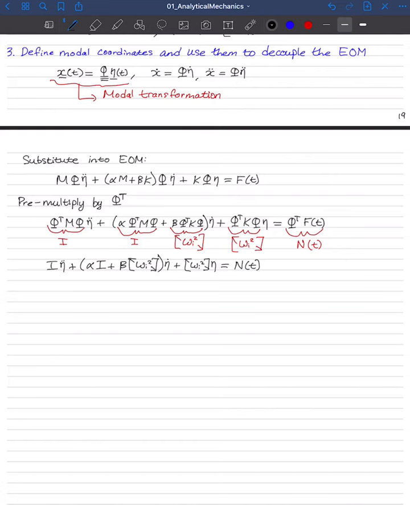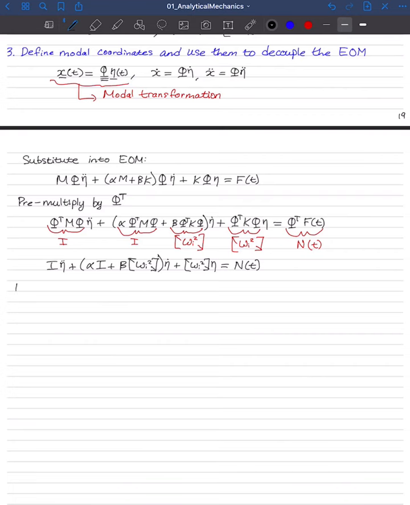So n is a vector, I is a diagonal matrix with 1 down the entire diagonal, alpha I is still a diagonal matrix, beta times this is a diagonal matrix, this is also a diagonal matrix. So every term in this entire equation fits in a diagonal matrix, which means that the entire equation forms a diagonal matrix. And what that implies is that the equations are totally decoupled now. They no longer depend on each other.